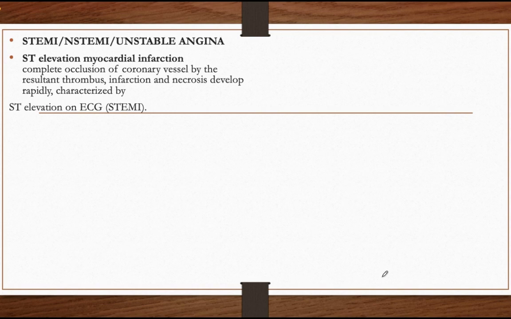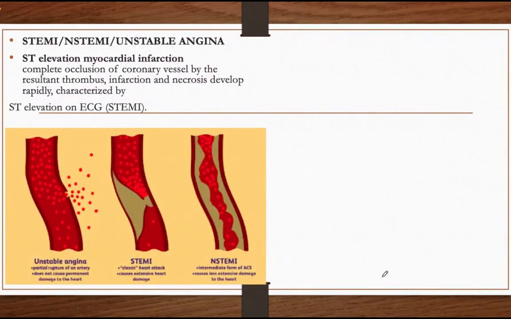Now, when we say STEMI, what we mean is there is a complete occlusion of the coronary vessel by the resultant thrombus, which was formed when the thin fibrous plaque was disrupted, and so infarction may ensue and necrosis may develop rapidly. How is it characterized? It is characterized on the ECG by an ST segment elevation.